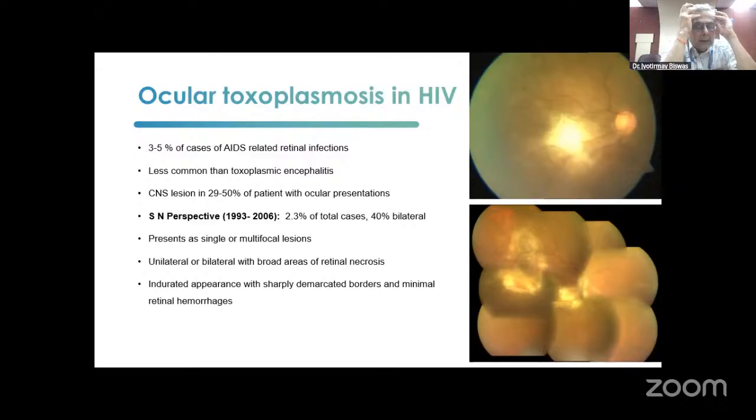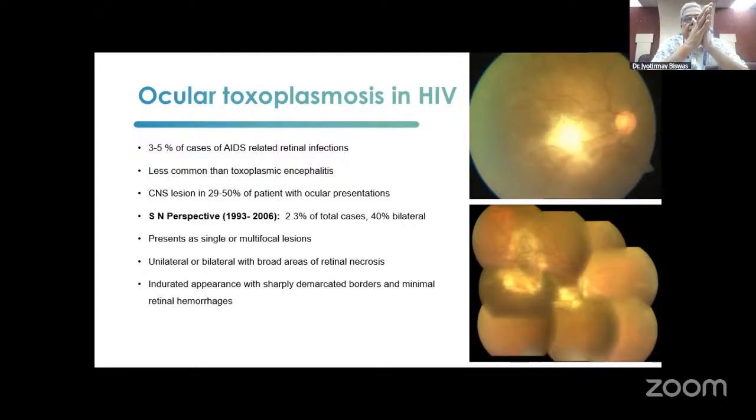Encephalitis occurs quite commonly in AIDS patients, but toxoplasma infection in the retina in HIV positive patients is relatively rare, and that is fortunate. Serious lesions occur in 20 to 50% of the patients with ocular presentation. We published a study from 1993 to 2006: 2.3% of the total cases were toxoplasma ocular lesions in HIV, and 40% were bilateral. Unfortunately, I didn't compile these cases and couldn't make it a publication. It would have been a very good publication, but it was left like that due to paucity of time.